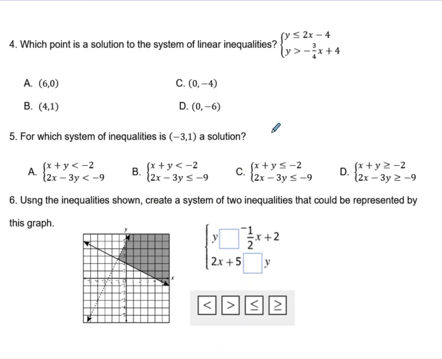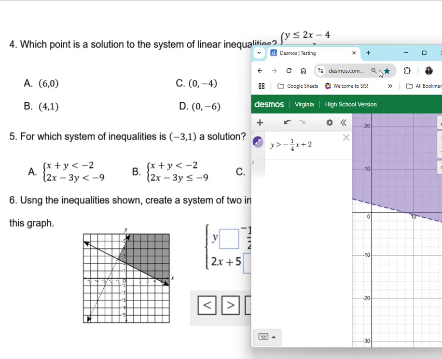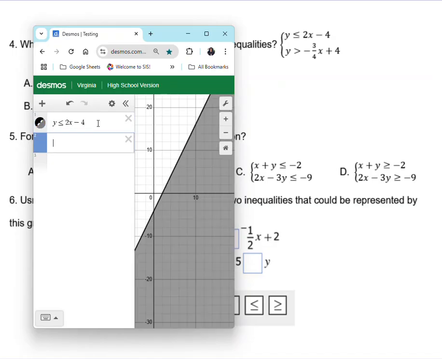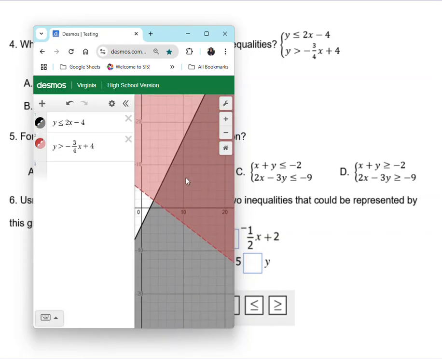Alright, which point is a solution to the system of linear inequalities? So basically, we're going to graph it. We know what the solutions are going to look like. It's going to be where it's double shaded. So graph the first one, graph the second one, and then we want to look for solutions that are on this part right here. I do want to let you know that the solution is only in the double shaded area right here, and also on the solid line here, not on the dotted line.